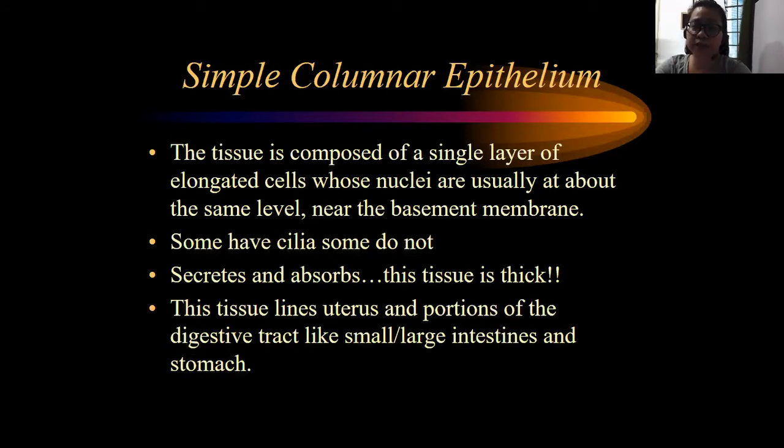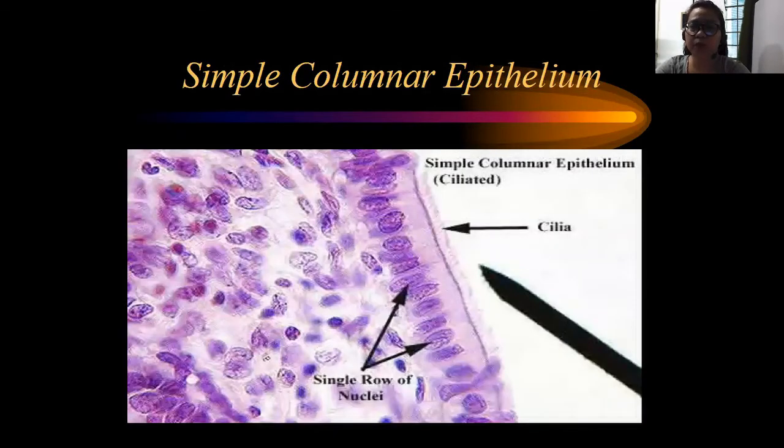These tissues are actually thick. These tissues line the uterus and portions of the digestive tract, like the small and large intestines of our body. Okay, so now these are the simple columnar epithelium, another form of tissue.